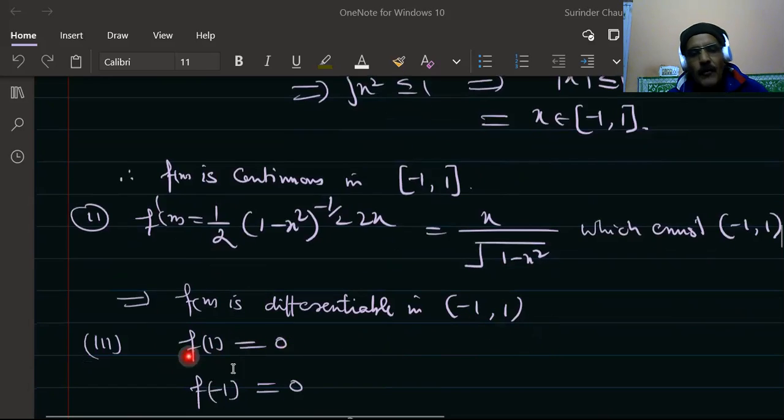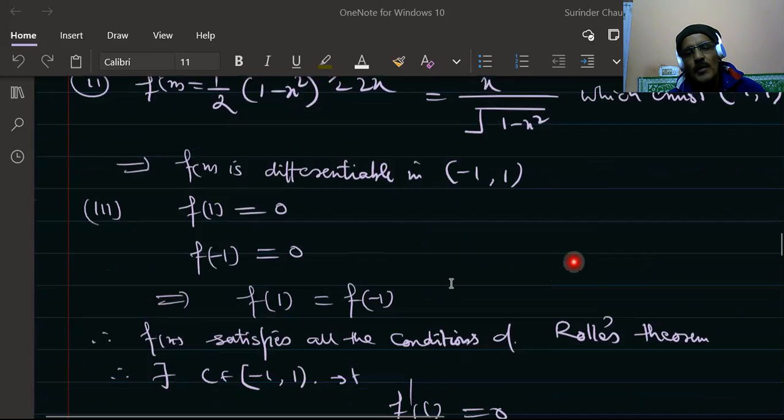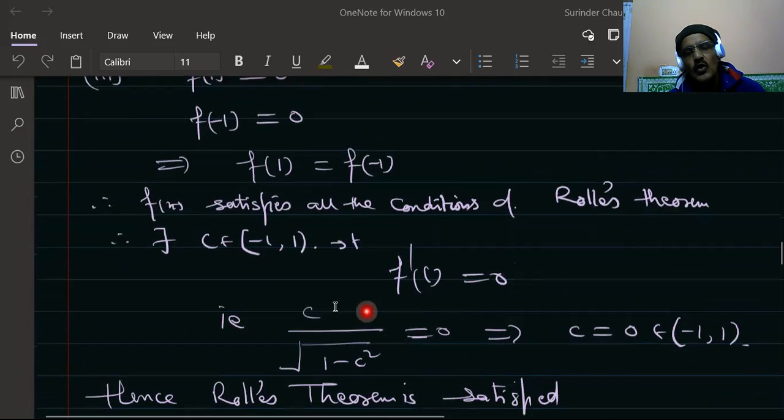Right? f(1) is equal to f(-1), which is equal to 0. This implies f(x) satisfies all the three conditions of the theorem, so there is a point c belonging to the interval -1 to 1 such that f'(c) is equal to 0. Put the value in place of f'(x), with x equal to c, simplify this equation and search for the point c belonging to this interval.